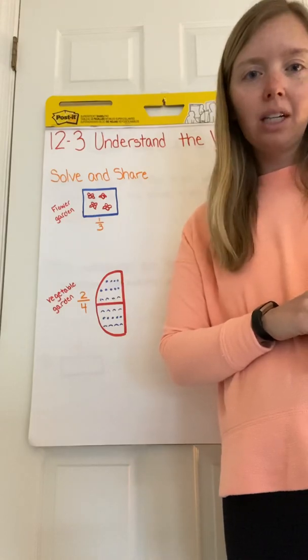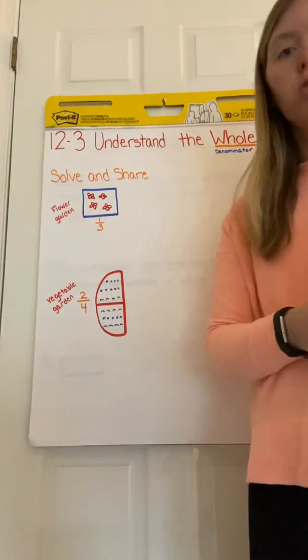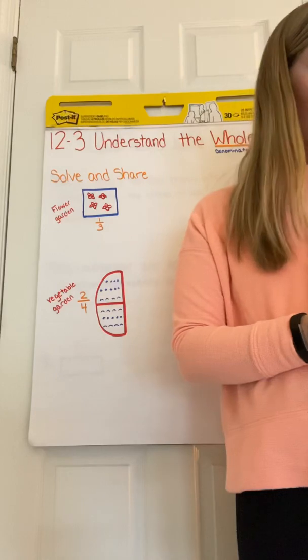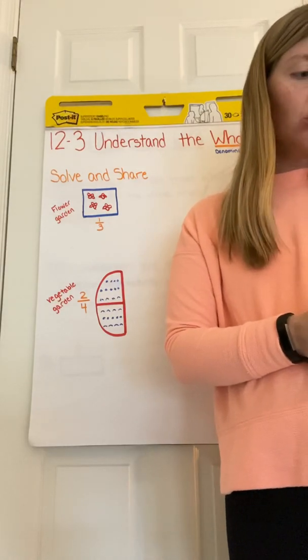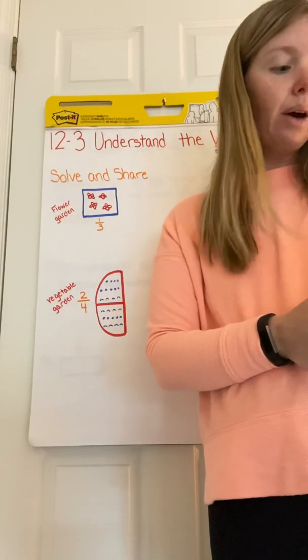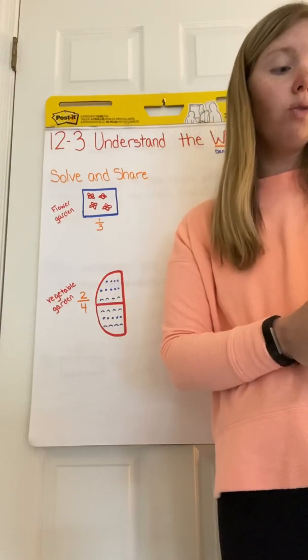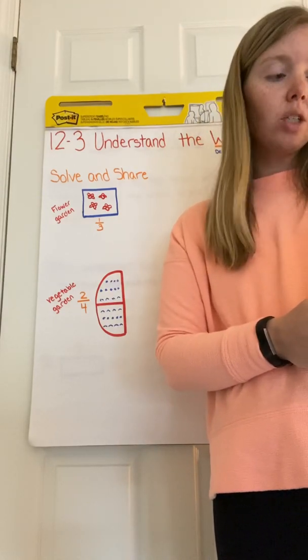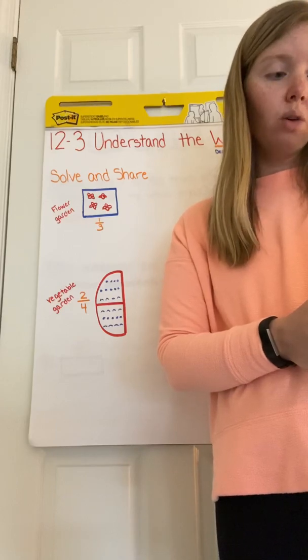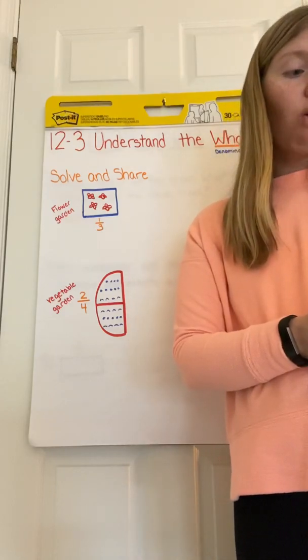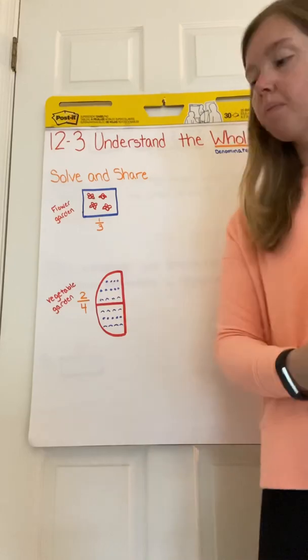Listen as I read it aloud and watch as I go through solving it up here. So it says, Mrs. Garcia's third grade class is planting a flower garden and a vegetable garden. Draw a picture of the whole flower garden and the whole vegetable garden based on the parts shown. How did you decide what the whole of each garden looked like?